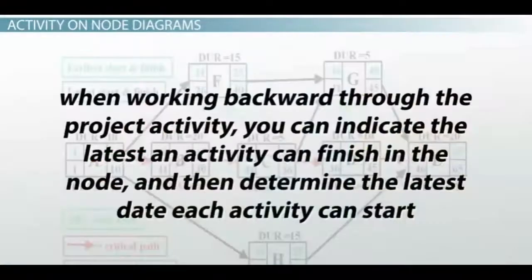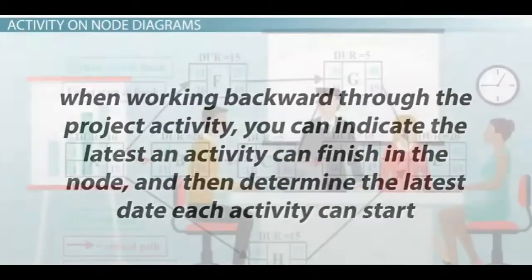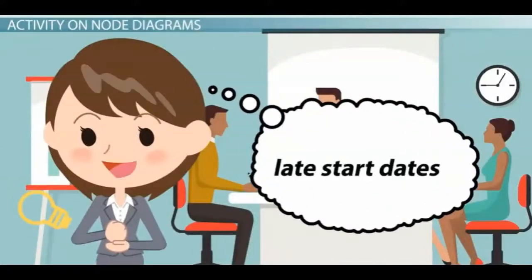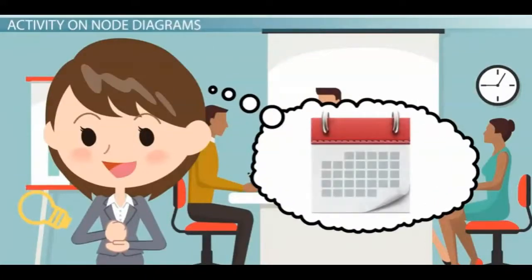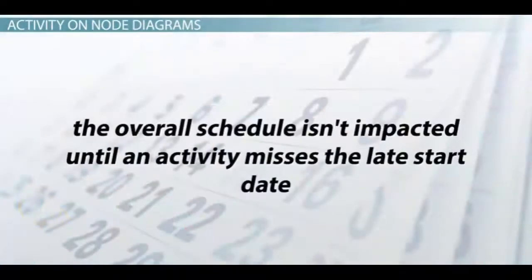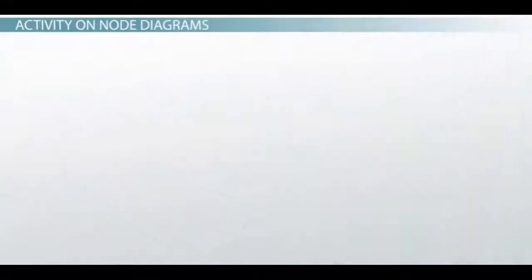When working backward through the project activity, you can indicate the latest an activity can finish in the node, and then determine the latest date each activity can start. When you know the late start dates for each activity, you can better determine the actual status of your project. Thus, the overall schedule isn't impacted until an activity misses the late start date.